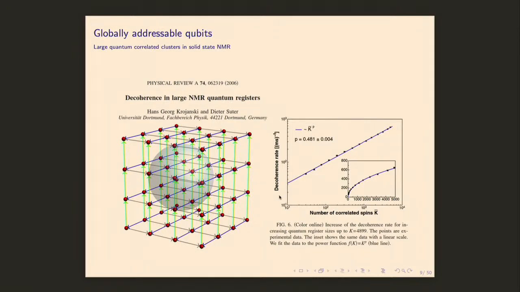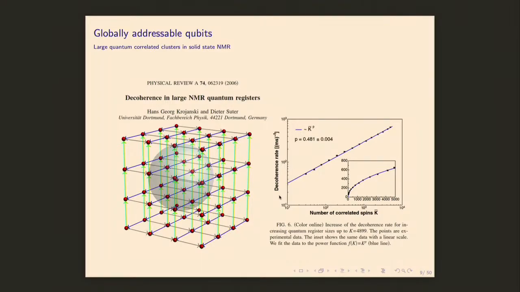Now the question is, as he said, what is the largest coherent cluster you can get? That means starting from one spin, how many spins can be quantum correlated with that spin? Can you create a GHZ state or even larger, a cat state of what size? And then get the signal from that. That's the question. And they found that they can do pretty well. They can get quantum register sizes of up to about 4,899 spins.